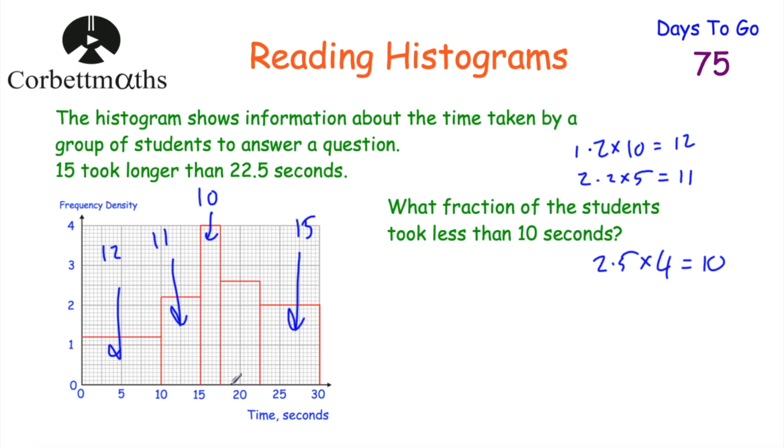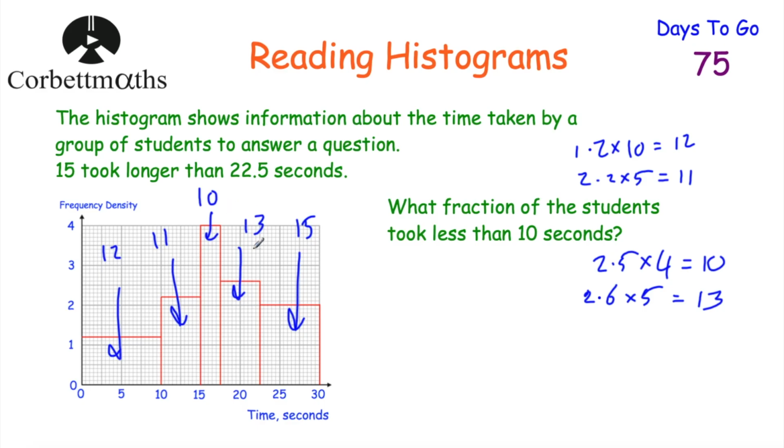And finally, this bar here has a class width of 5, because from 17.5 to 22.5, that's 5 wide. And actually, we notice here that every time we've got 2 blocks, that's equal to 5. So 2 blocks is equal to 5. So it's got a class width of 5. Its frequency density is 2.6. So we're going to do 5 times 2.6. So 2.6 multiplied by 5 is equal to 13. So it's got a frequency of 13.